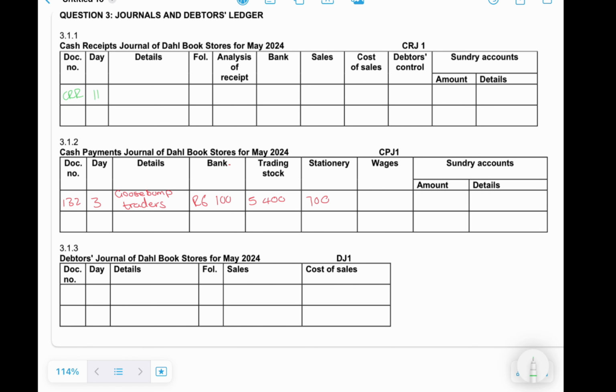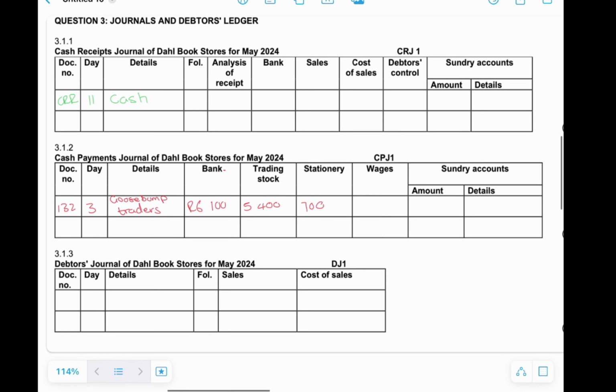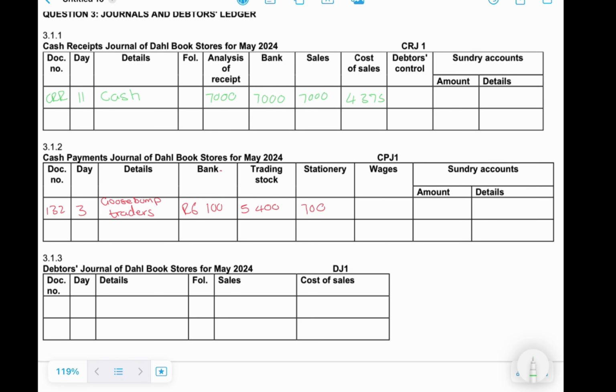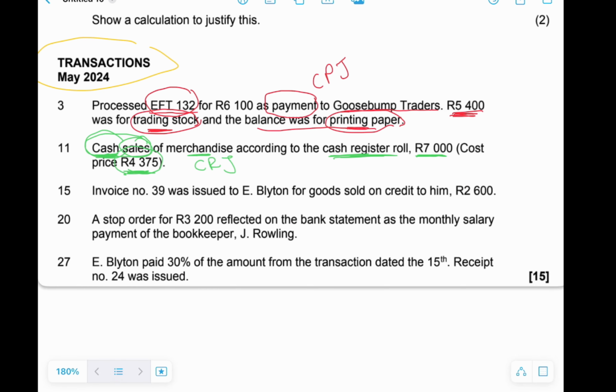On day 11, details. We received this money from our customers, of whom we don't know the names, so we write cash. The amount that we received was 7,000 because we sold the goods for a total of 7,000. And this amount went into the bank account. And then we go to the sales. We record the sale amount. For the cost of sale, you have to record the cost price. The cost price of the goods was 4,375. Then we are done. Moving on to the next transaction.